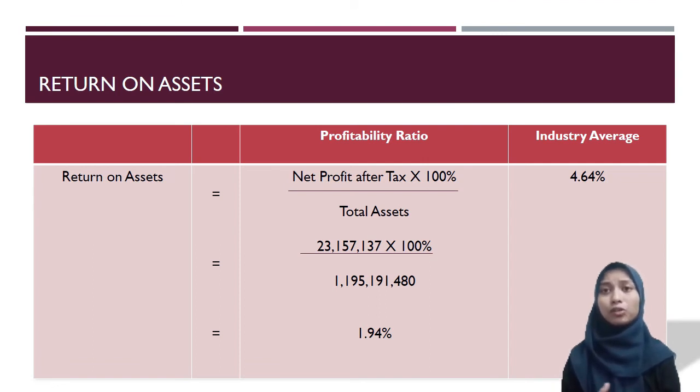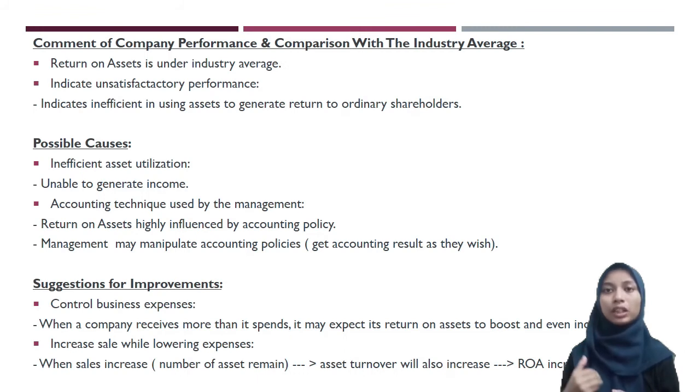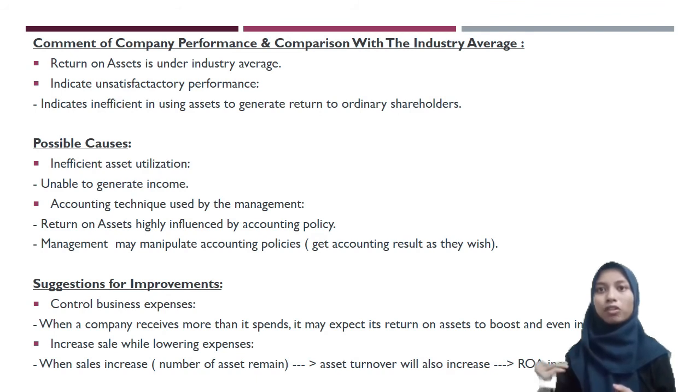Okay, we will continue with return on asset. As you can see, the company's performance compared to the industry average is unsatisfactory, because the return on asset is under the industry average. The return on asset for Glomac Berhad is 1.94%, while the industry average is 4.64%. Okay, it indicates inefficiency in using assets to generate return for the ordinary shareholder.